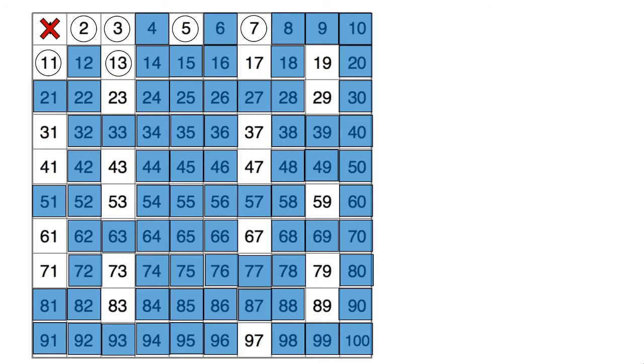13, we can keep. 26, 39, 52, 65, 78, 91. They've already gone. 17 we can keep. 34, 51, 68, 85, 102. That's too big. Okay. 19 we can keep. 38 already gone. 57 already gone. 76 has already gone. 95 has already gone, and the next one would be too big.